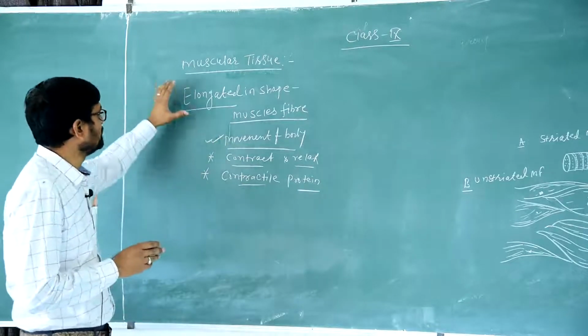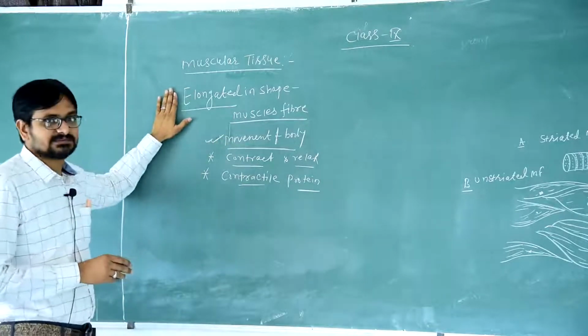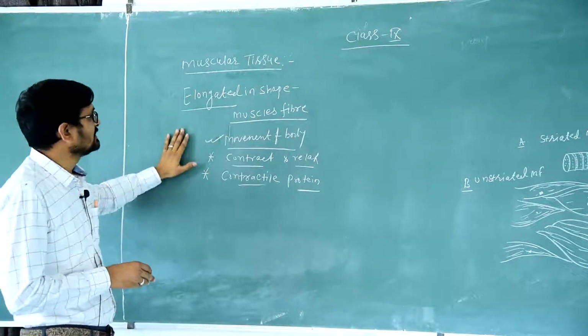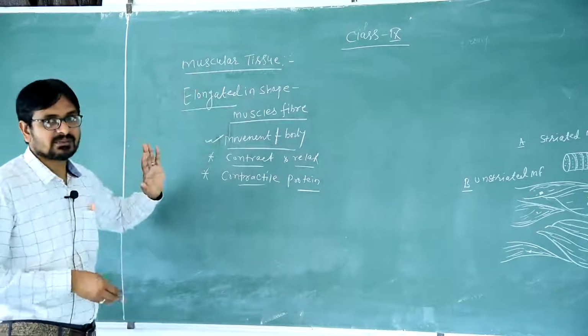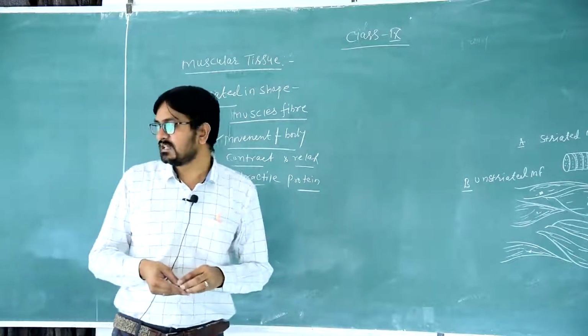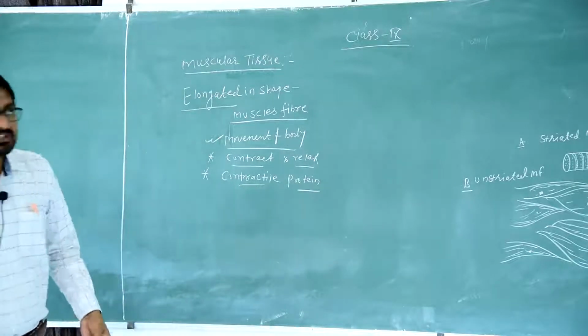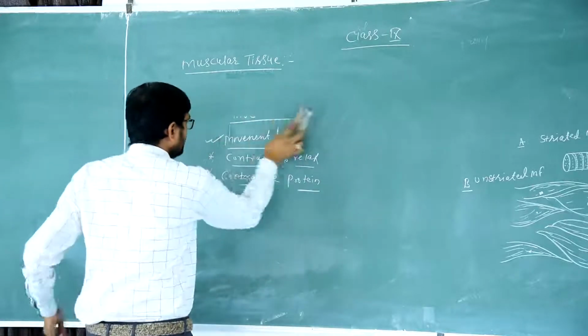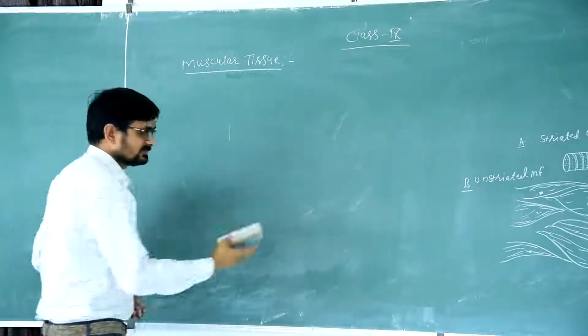Generally, the shape of the muscular tissue is elongated, right? These are the general basic features of the muscular tissue. When we categorize the muscular tissue, it is of three types. How many types? Three types of muscular tissue are there. We will look at them one by one.